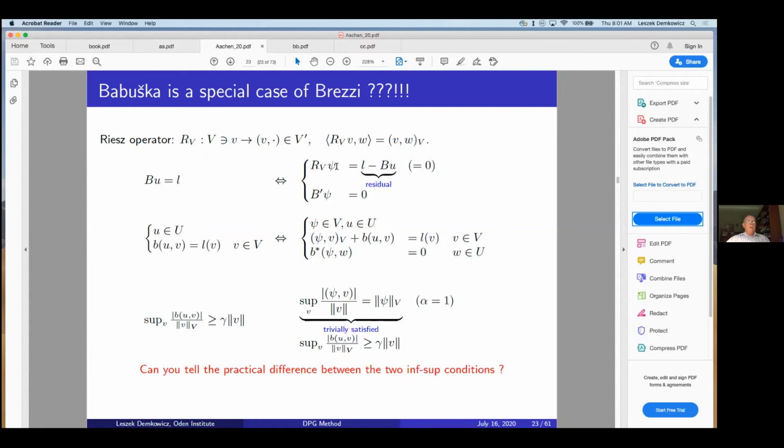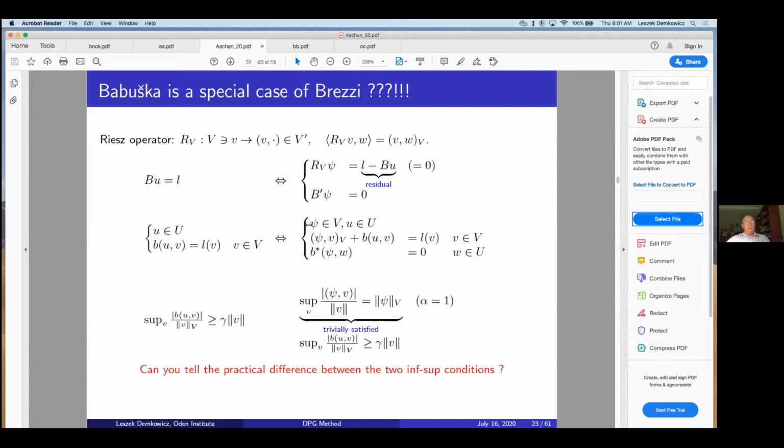And if you have a zero guy, then you can throw in any extra equation you like, as long as the right-hand side is zero. And the equation we are throwing in here is the adjoint, B prime psi equals zero. And now, if you go from this operator form to the variational form, then you realize that you have replaced the original Babuška problem with a mixed formulation. Then the mixed formulation now introduces one extra guy. That's the bad news, psi.